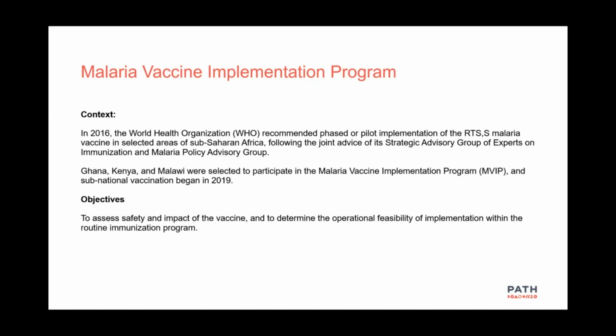And the objective of the MVIP was threefold. First, to assess the safety of the vaccine. Second, the impact of the vaccine, impact on the mortality and severe disease of malaria in children. And third was to determine the operational feasibility of implementation within the routine immunization program. And the costing work falls under this operational feasibility, where we were attempting to generate evidence around the economic feasibility of the vaccine rollout moving forward.